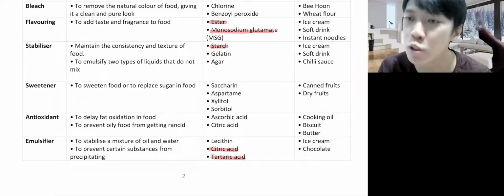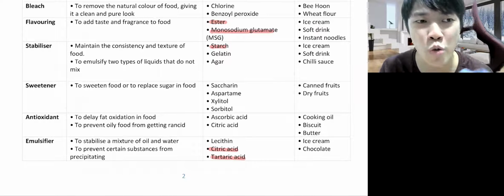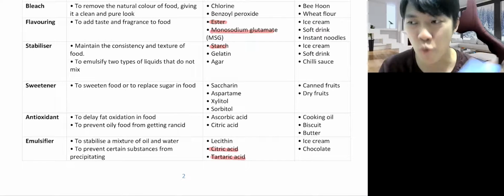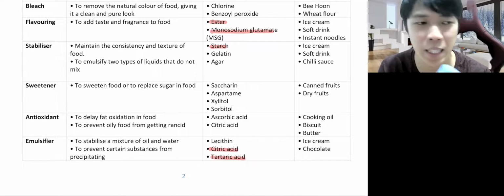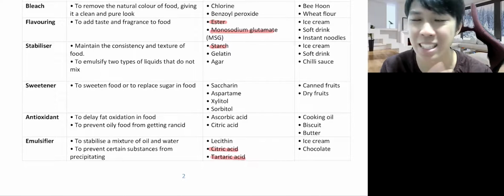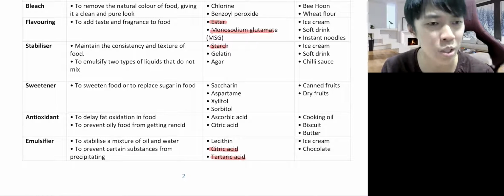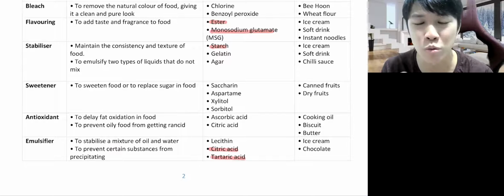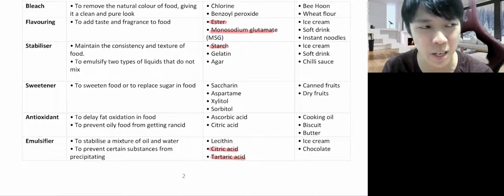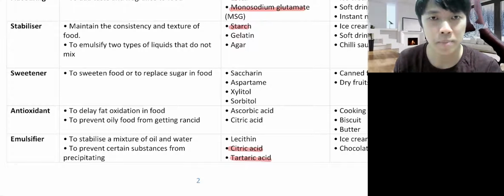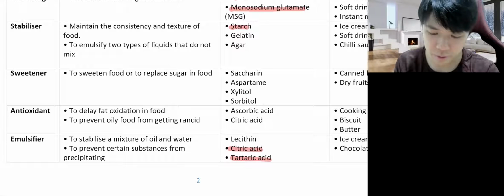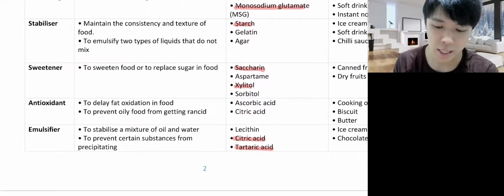Like lemon juice. Let's say you want to make your own raw sauces. Adding lemon juice is a good binder. It keeps them in their texture. Sweetener is to take over or to replace sugar, because sugar is very expensive. So we can use fake sugar or man-made sugar or chemical sugar in your sweets and also in chewing gum and all that. We have saccharin, xylitol.